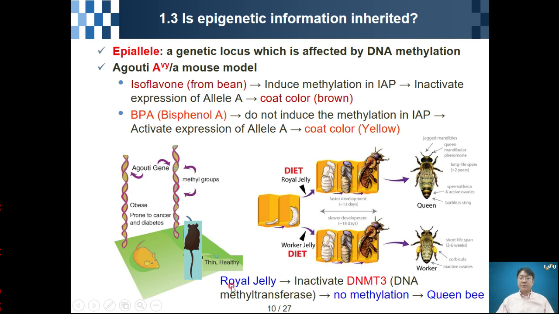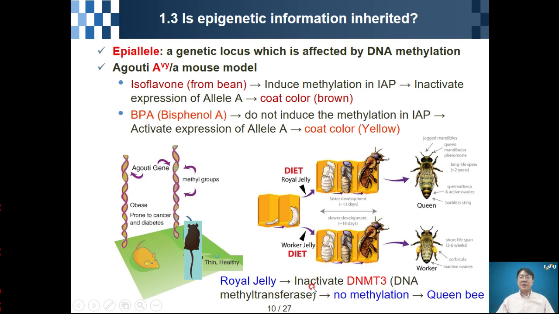For example, royal jelly inactivates the DNMT3 gene. DNMT3 is a DNA methyltransferase. So it means that with inactivated DNA methyltransferase, there is no methylation.